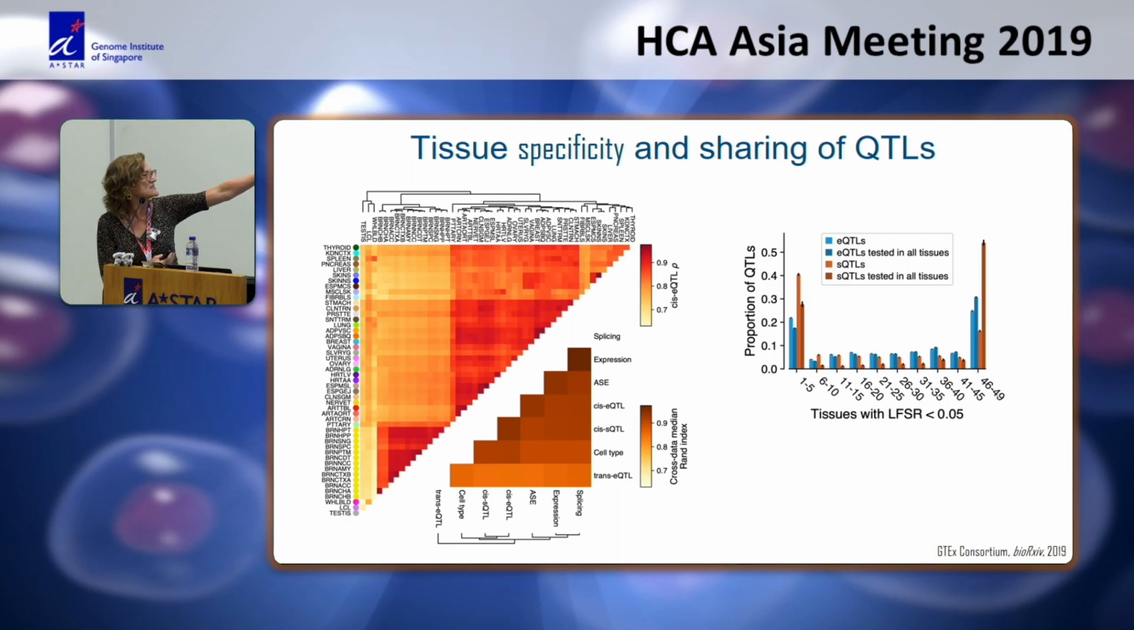Down the bottom here, we see the different data types, and you can see there's a lot of sharing across the QTL types, with the trans possibly having a little less sharing than the other data types. But in general, what we see for both splicing and expression QTLs is that there's this U-shaped curve where these are either very tissue specific, only present in one tissue, or they're very strongly ubiquitously shared across the tissue types.